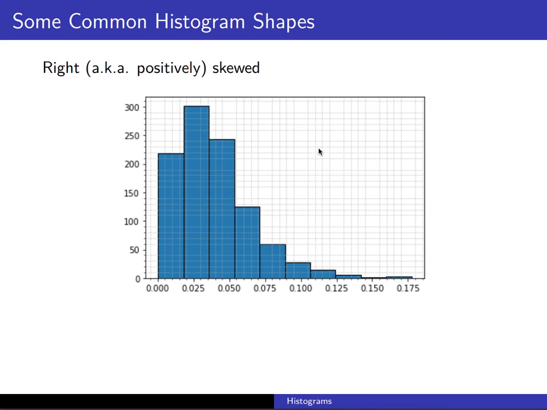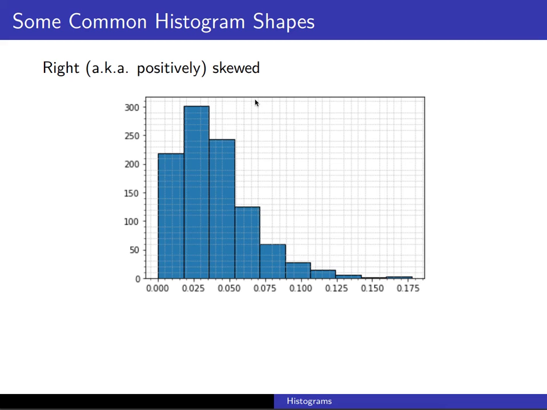We also have the case where most of our data is on the left-hand side of the graph, and then it starts to tail off as we go to the right. So we have what's known as a right or positively skewed histogram, where the skewness refers to the tail. Here we have a pretty big amount of values on the left side of the graph, and then it starts to tail off as we go to the right.